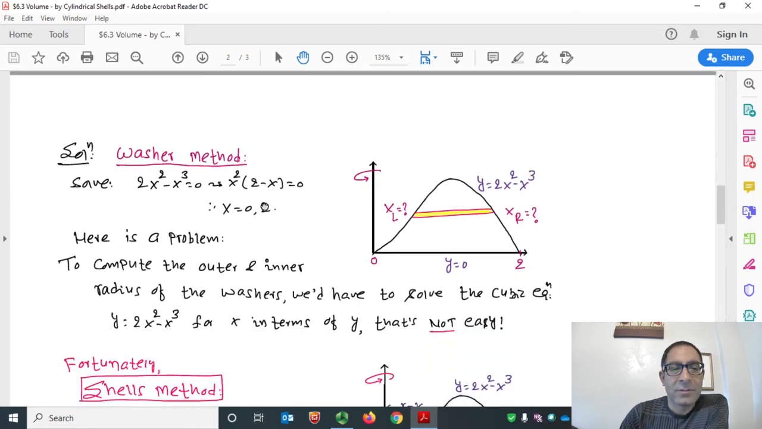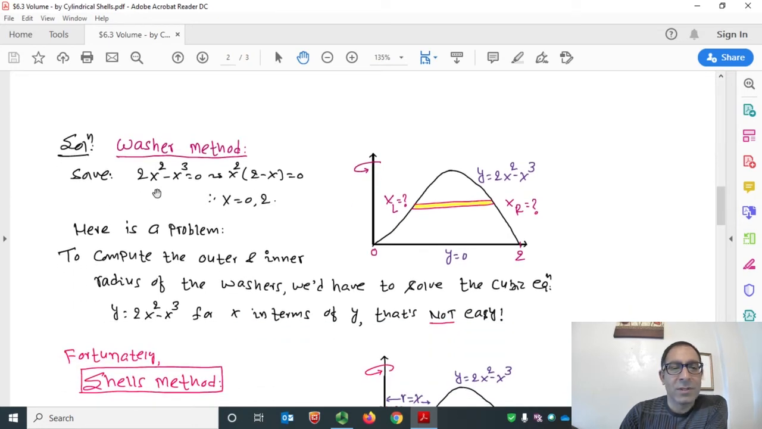So the very first one here, we solve 2x squared minus x cubed equals 0. So factor x squared out: 2 minus x equals 0. So that means either x equals 0 or x minus 2 equals 0, which implies x equals 2. So they meet at x equals 0 and x equals 2. So then this gives me this nice bell-shaped region here.